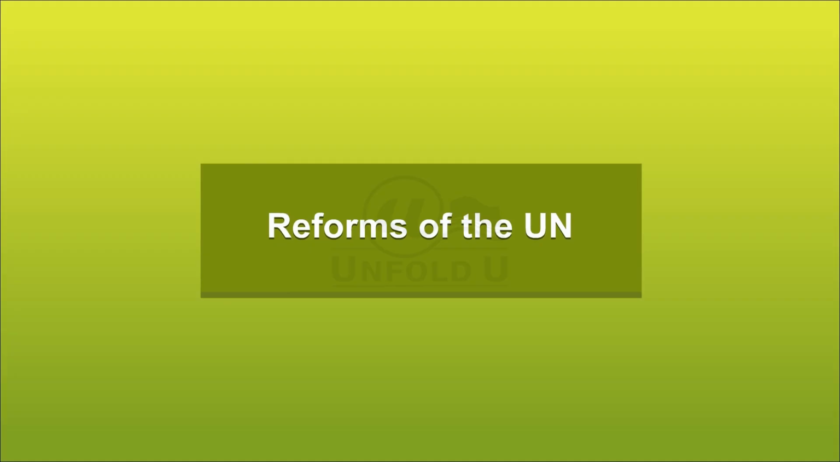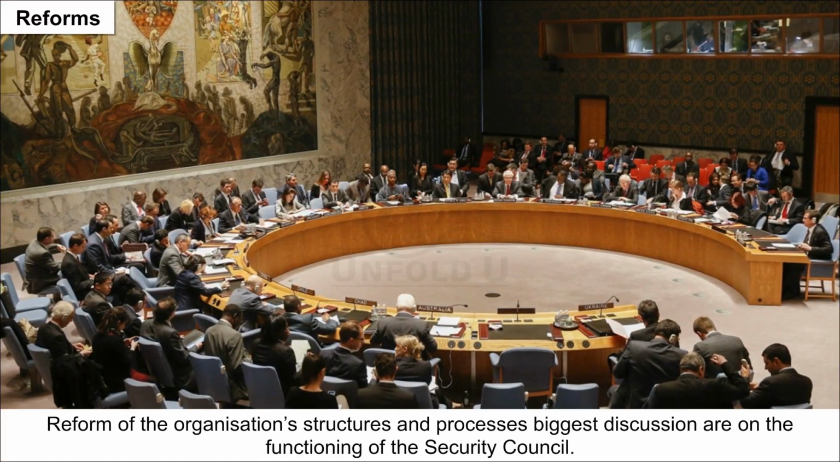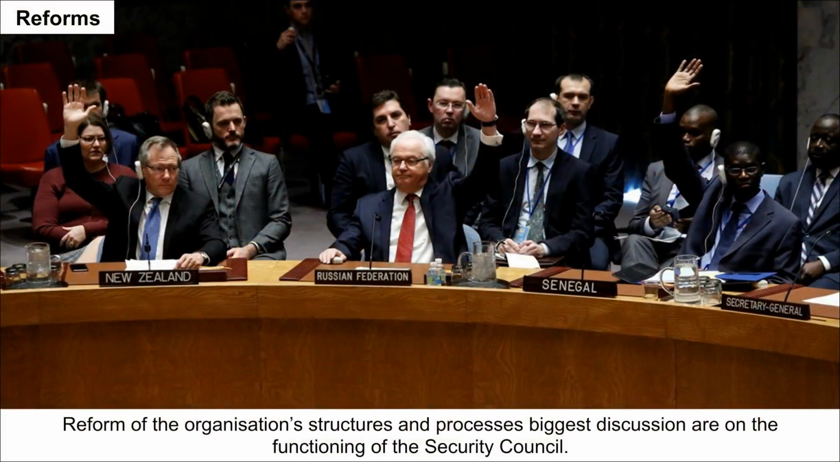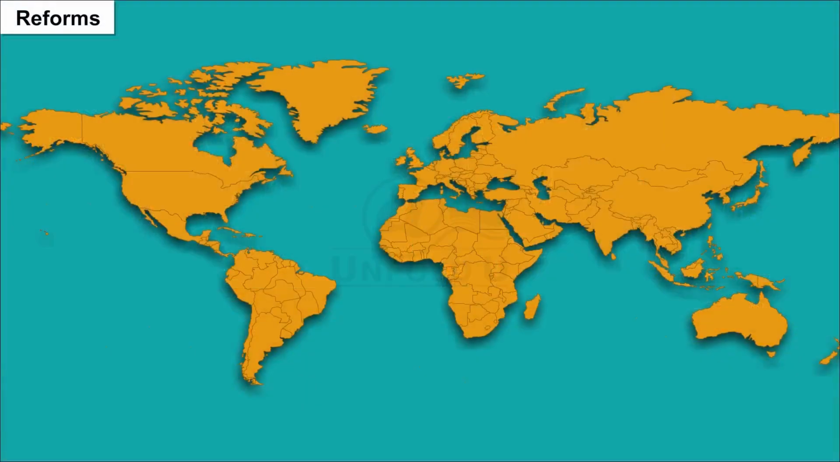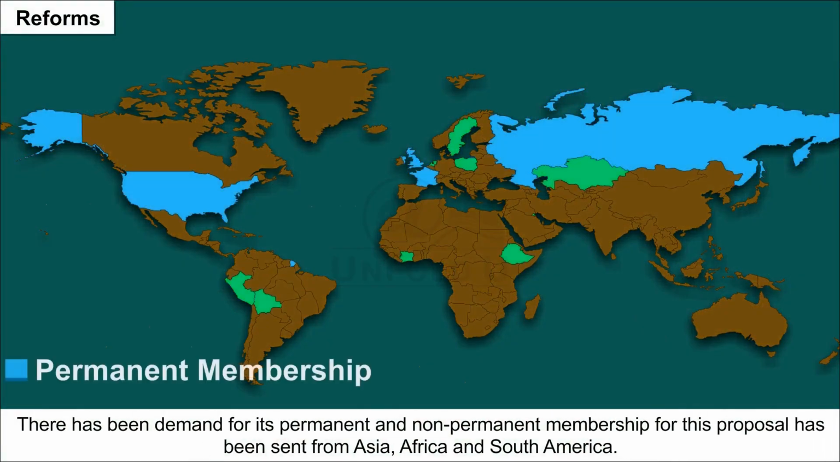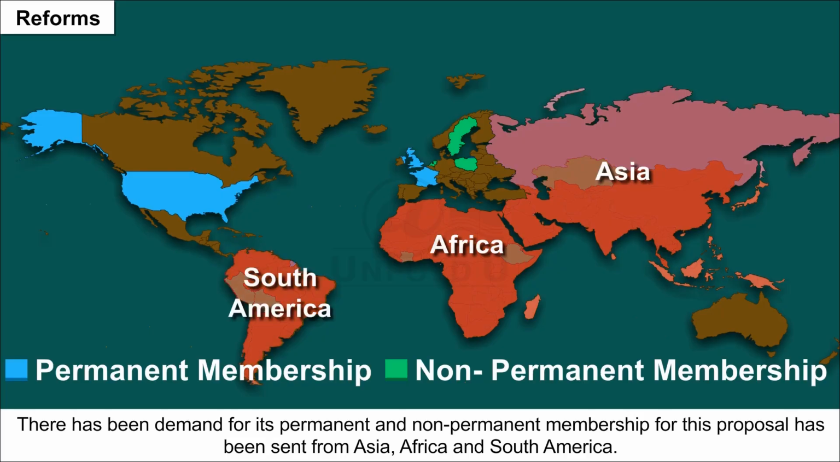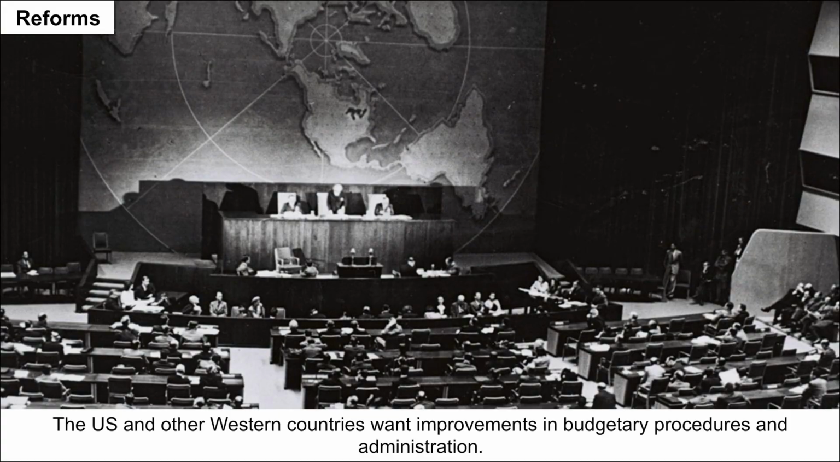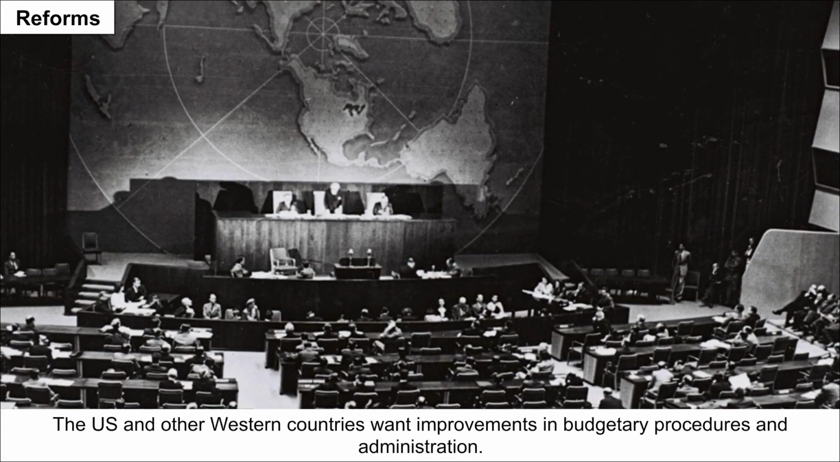Reforms of the UN. Reforms. Reform of the organization structure and processes. Biggest discussions are on the functioning of the Security Council. There has been demand for its permanent and non-permanent membership. For this, proposals have been sent from Asia, Africa and South America. The US and other Western countries want improvements in budgetary procedures and administrations.